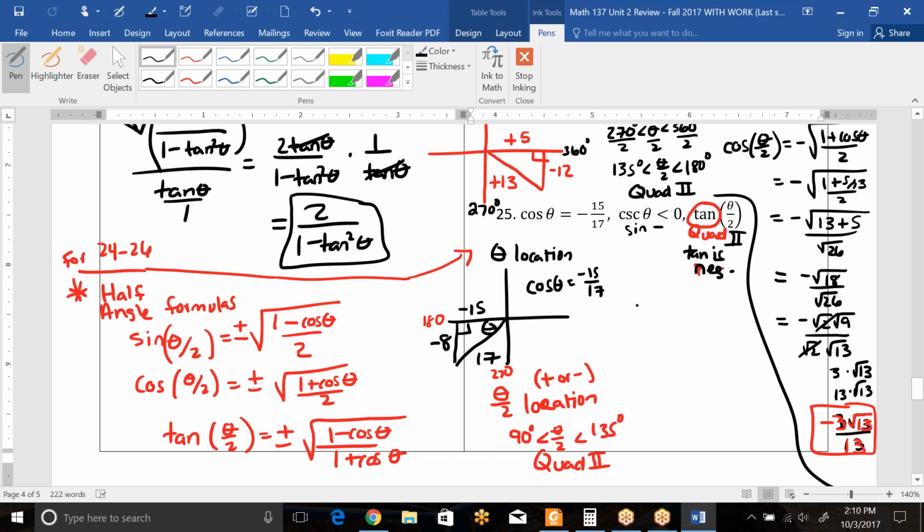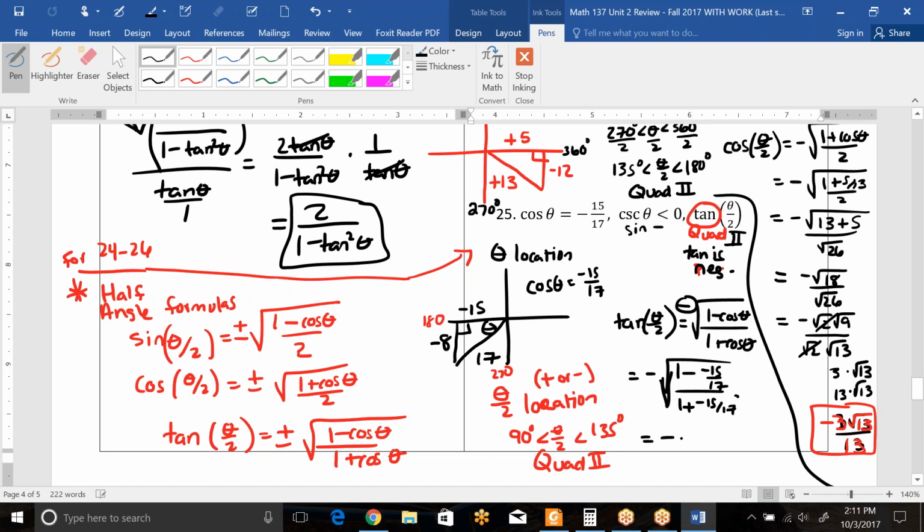Okay, so the formula for tan of a half angle is the square root of 1 minus cosine of theta over 1 plus cosine of theta. And we said we are choosing a negative because of the quadrant location for the half angle. And now we're ready to plug in. So this is just negative square root of 1 minus negative 15 over 17 over 1 plus negative 15 over 17. And that's all under this big radical.